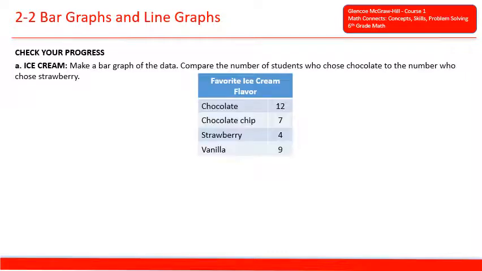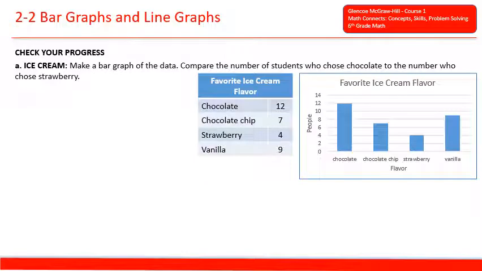Check your progress. Make a bar graph of the data. Compare the number of students who chose chocolate to the number who chose strawberry. So the table gives us the information, the flavors of ice cream: chocolate 12, chocolate chip 7, strawberry 4, vanilla 9. So if we make the bar graph, we have favorite ice cream flavor. Actually, I'll just follow the steps.